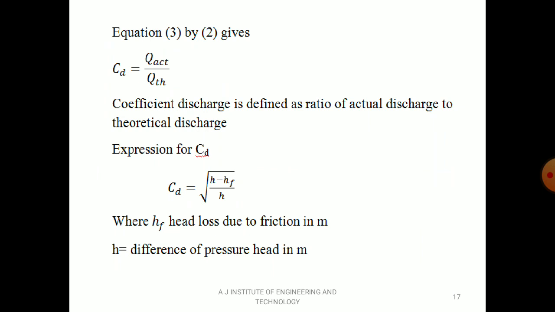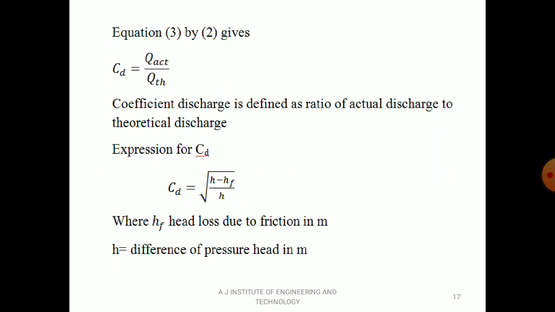Now one more expression is there for Cd. You have to remember this expression as well. Cd equals square root of h minus hf divided by h. What is h? That is the difference of pressure head. hf, as we all know, is the loss of head due to friction. Under ideal condition, hf equals 0. Then what is the value of Cd? Cd equals square root of h minus 0 divided by h. Then Cd equals 1.